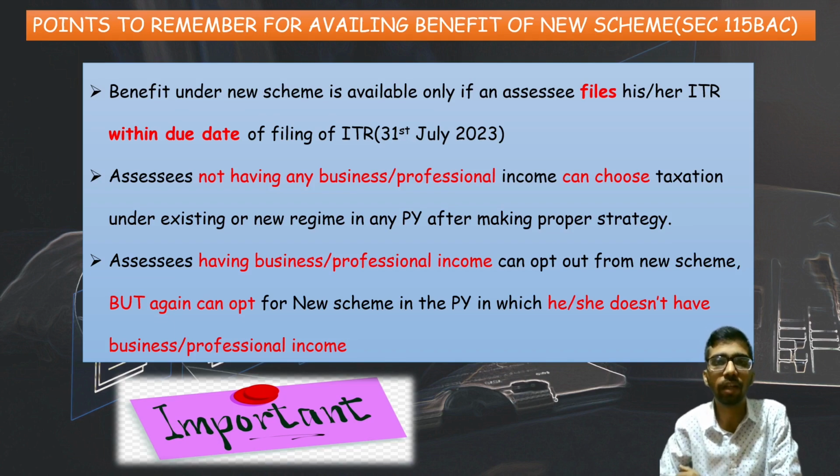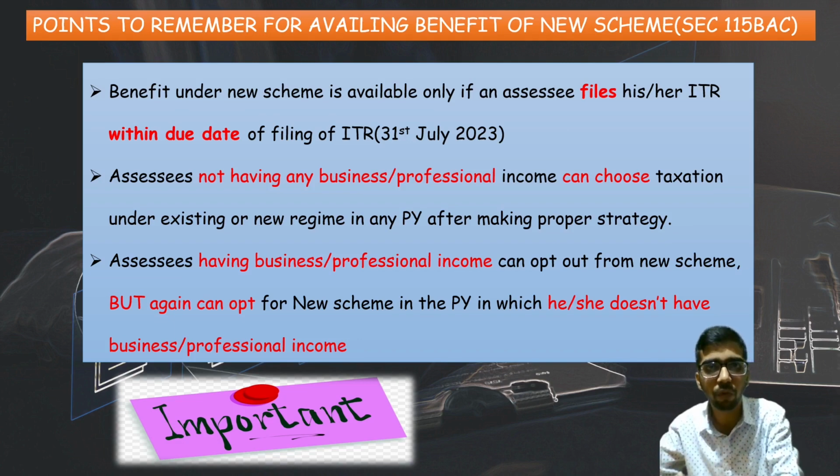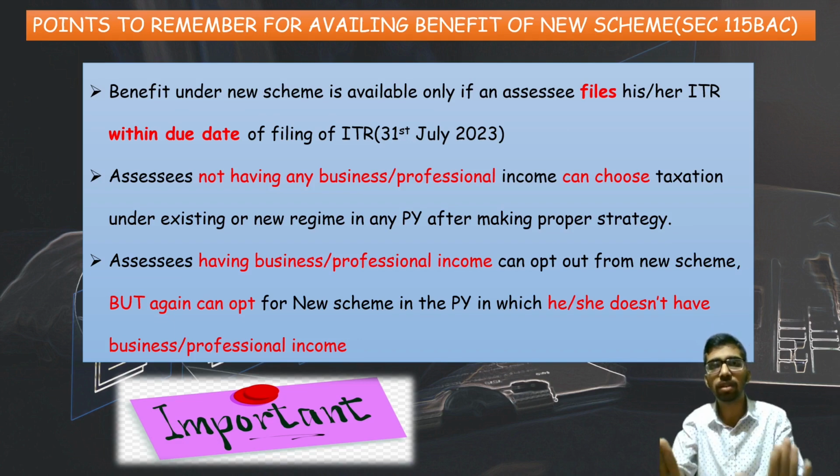Sir, I am not understanding. I will give an example. In financial year 21-22, you are claiming the benefit of 115BAC. In financial year 22-23, you come out of the new scheme and pay tax according to the existing scheme. In financial year 23-24, you cannot again opt for the new scheme unless you do not have any business income.